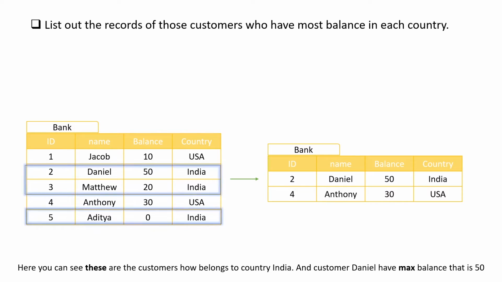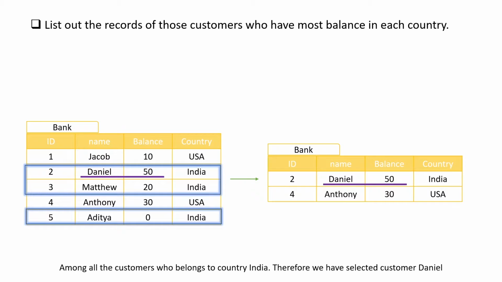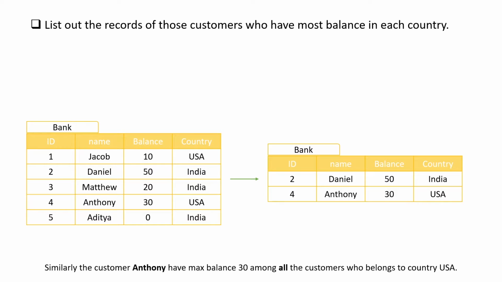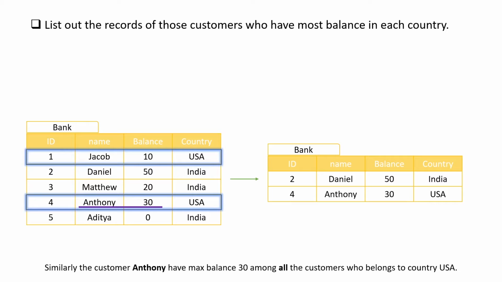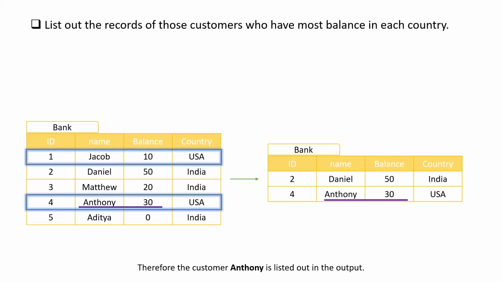Here you can see these are customers who belong to country India, and customer Daniel has the max balance, that is 50, among all the customers who belong to country India. Therefore we have selected customer Daniel, because Daniel has the maximum balance among all the customers who belong to country India. Similarly, customer Anthony has the maximum balance, 30, among all the customers who belong to country USA. Therefore, customer Anthony is listed out in the output.